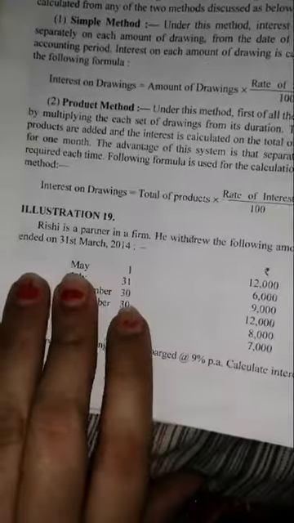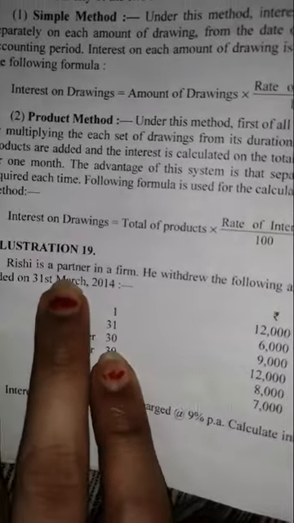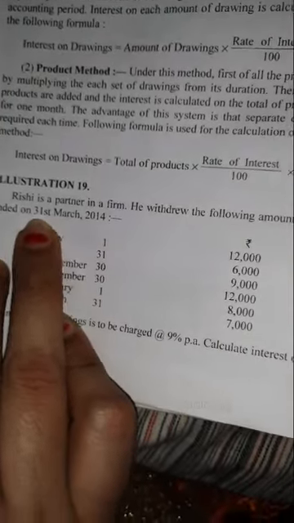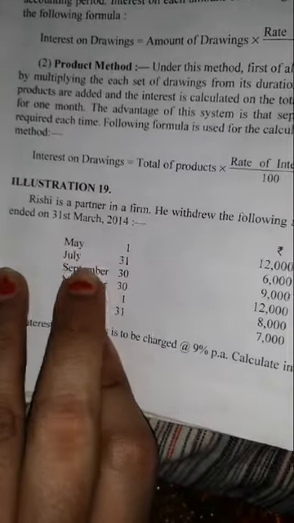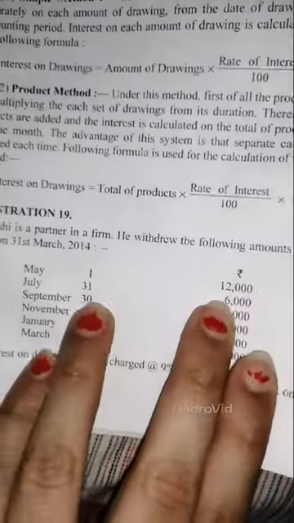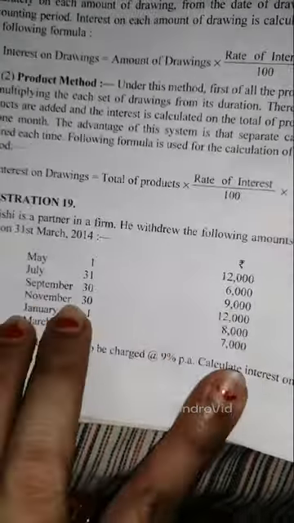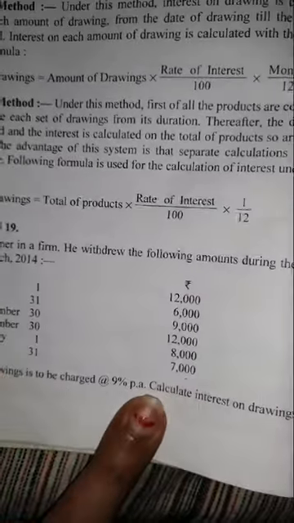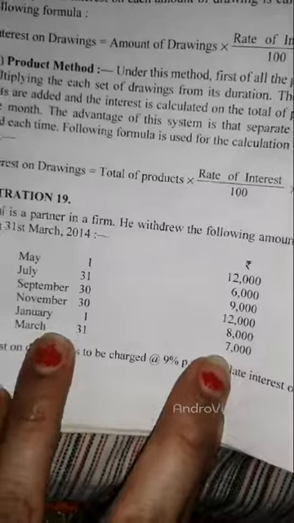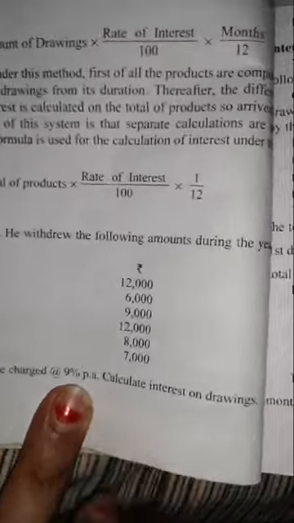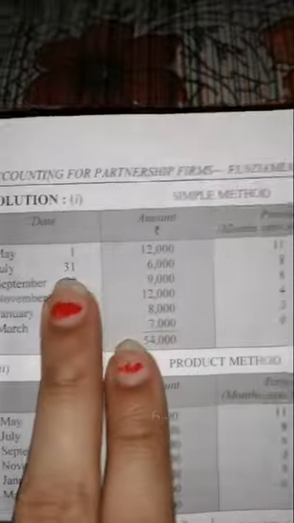Firstly, let's make it clearer with the help of an illustration. Rishi is a partner in a firm. He withdrew the following amounts during the year ended 31st March 2014. It means the accounting period ends on 31st March 2014. On 1st May he withdrew rupees 12,000, on 31st July 6,000, 30th September 9,000, 30th November 12,000, 1st January 8,000 and 31st March 7,000. Interest on drawing is to be charged at 9% per annum.